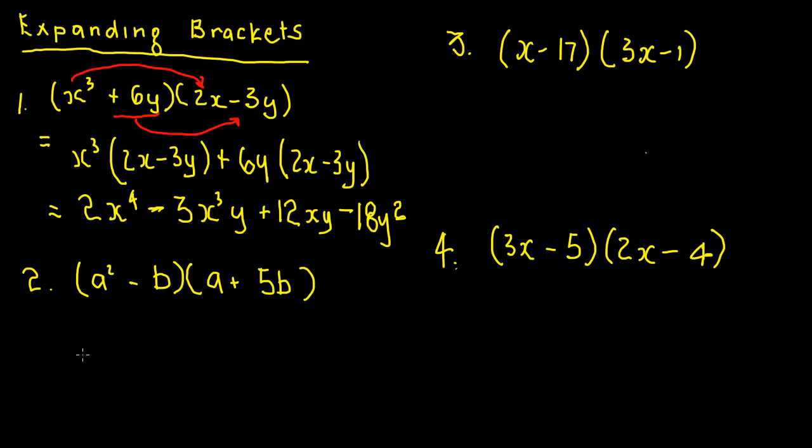Okay, so let's just apply the same rules here. So it would be a squared times all of that bracket. So we'll try and put it equals here. So here's our a squared, and that would be times a plus 5b. And then it's negative b, note the negative, negative b times a plus 5b.